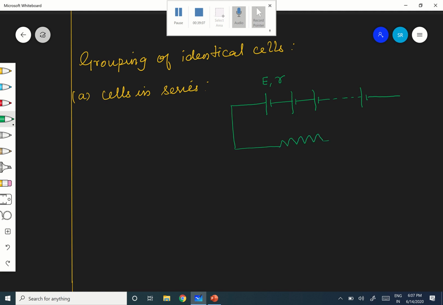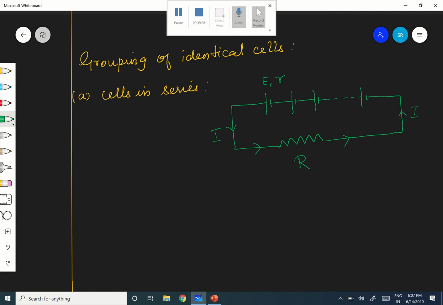This series combination of n cells is connected to an external resistance, let it be R. Are you following? So the total current drawn from the cells here is I. Hope you are following. These are identical cells, very simple, every cell having E and r.